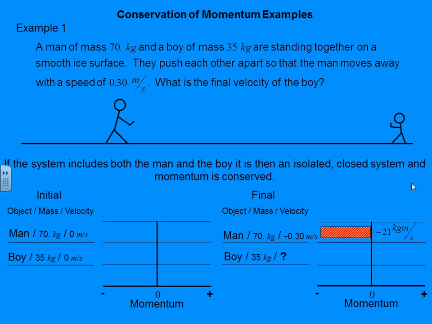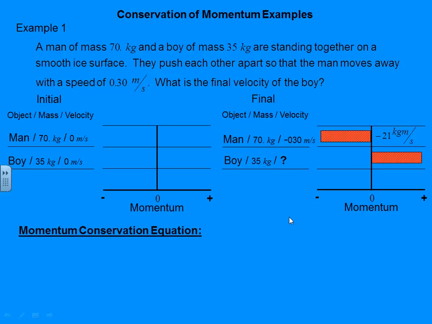However, we actually already know his momentum. In order for the final momentum to be equal to the initial momentum, the final momentum's got to be exactly the same size, but opposite. Now we could just take that positive 21 kilogram meter per second momentum and divide by his mass and get the velocity. But I want to show you the equations as well.